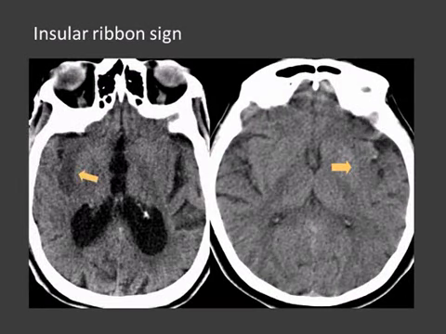Insular ribbon sign is another very important early CT sign of a middle cerebral artery occlusion. It means you will see hypodensity of the insular cortex. Why is this a very sensitive sign? So insular cortex is the region of the brain most distant from potential collateral circulation. So this will be on the left side. You will see well-defined hypodensity of the insular cortex and very, very ill-defined and very subtle finding on this right slide.